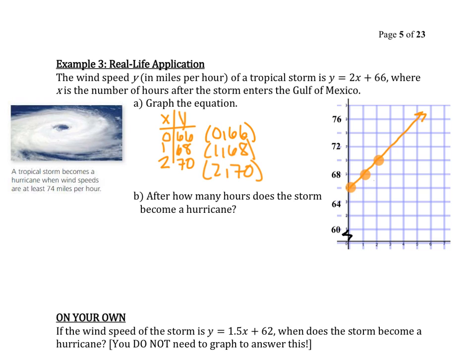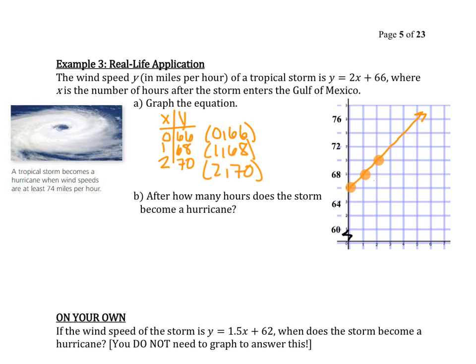So after I get my line on there, I'm left with the question: after how many hours does the storm become a hurricane? Well, if you notice the information over here, a tropical storm becomes a hurricane when wind speeds are at least 74 miles per hour. So essentially they're asking, when have the speeds reached 74 miles per hour? I can do this one of 2 ways.